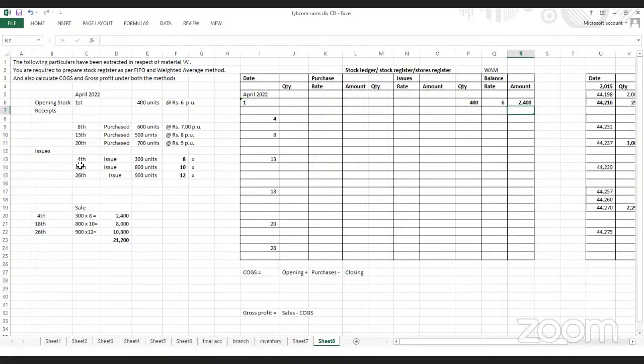Next date is issue, that is 4th. Issue is how much? 300 units. So I'll go to the issue column. We write 300. Rate, only one stock is there, so 6. So units, value. Closing stock 100 units left having rate 6. The amount of closing stock is 600. Clear?